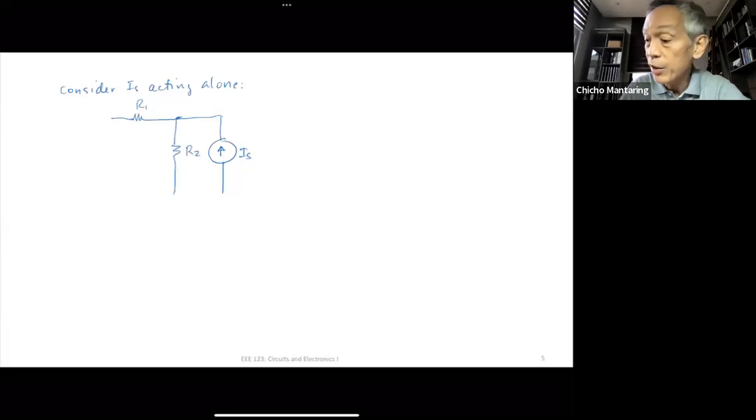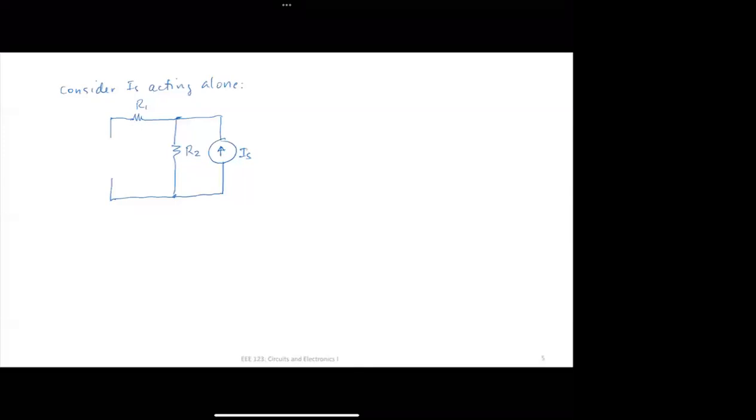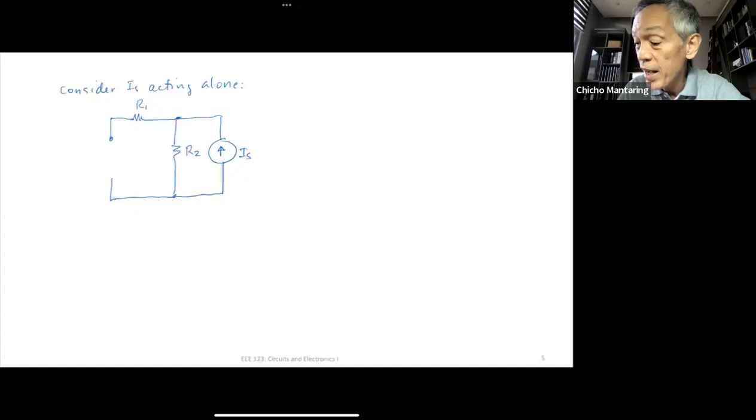Ano nga yung mangyayari dito sa VS ko? Can I hear somebody else? What will now happen to VS? Anyone? Yes? Siri? It will be replaced with a short. Yes, that's right. Ano? So we want to suppress VS, so we replace it with a short. No? So VS replaced by a short.